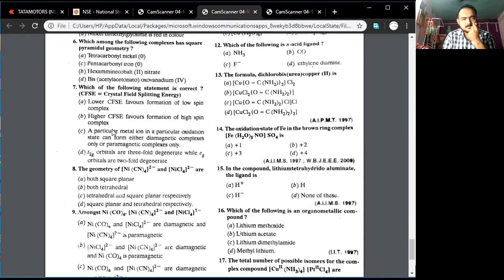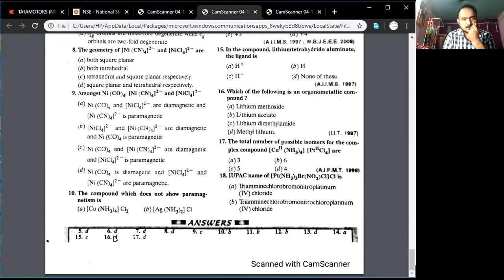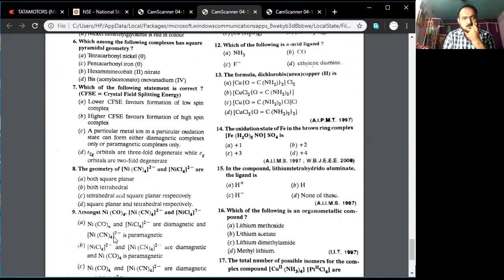Now you can see here, 6 has the answer D. Then the next one. Now you can see here.